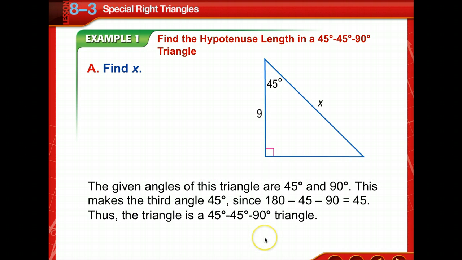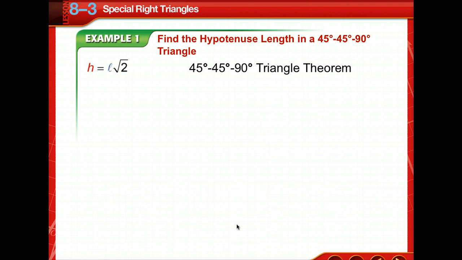So given the angles of this triangle of 45 and 90, we know that 180 minus 45 minus 90, we know the other measurement is 45. So this triangle is a 45-45-90. We know the hypotenuse is the length times the square root of 2. The length is 9, so x is 9 square root of 2.